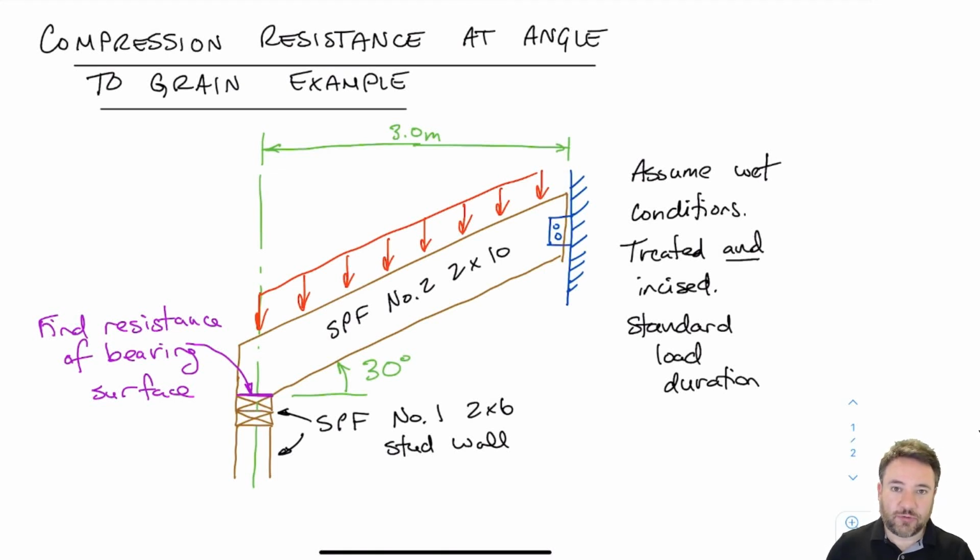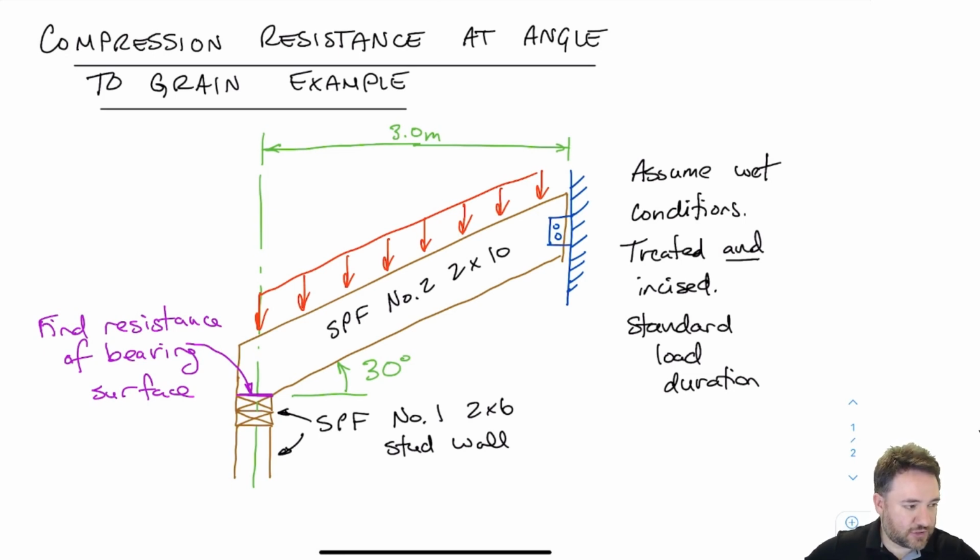I'm Jeff Arochko from Carleton University, and in this video, we're going to do an example calculation for how to calculate bearing resistance at an angle to grain. So we're not looking at parallel directly, we're not looking at perpendicular exactly, we're looking at what happens if the load is somewhere between parallel and perpendicular to grain.